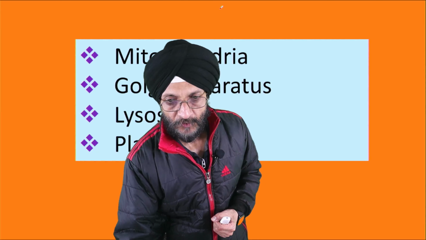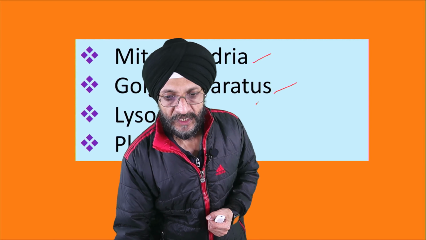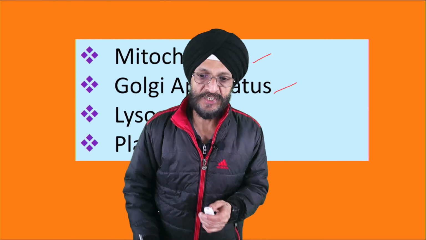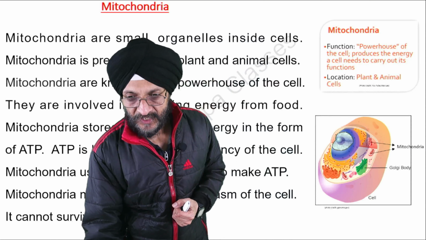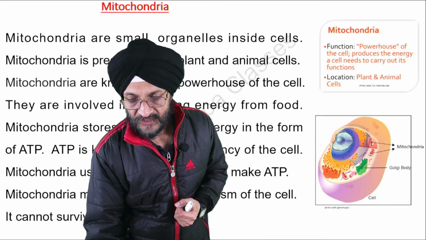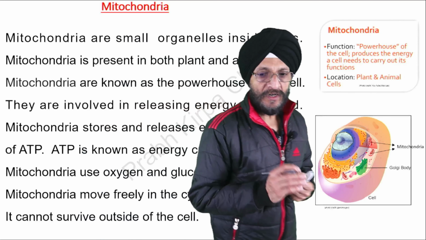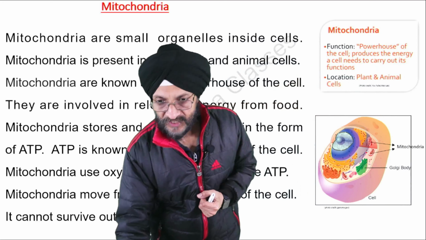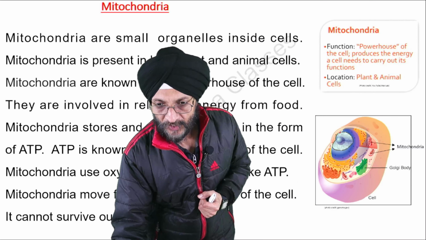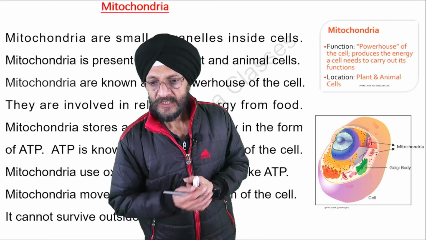In this lecture, we will learn about mitochondria, Golgi apparatus, lysosomes, and plastids. First, mitochondria. In this picture, you can see that these are the mitochondria. Mitochondria are small organelles inside the cells. You can see in this picture that the other organelles found inside the cell are the nucleus, endoplasmic reticulum, Golgi bodies, ribosomes, etc.